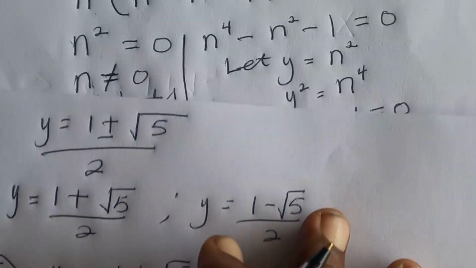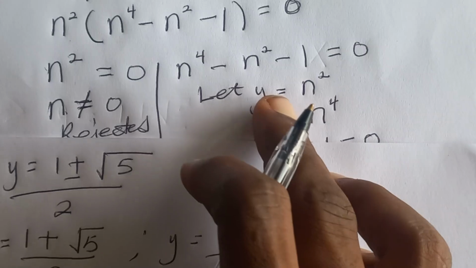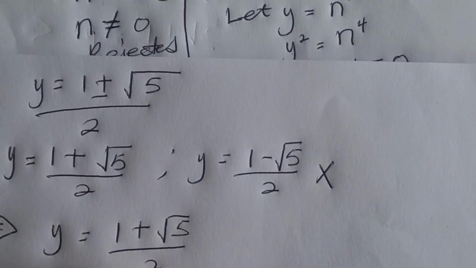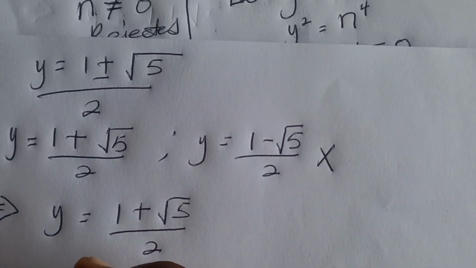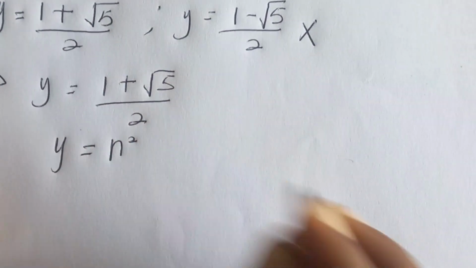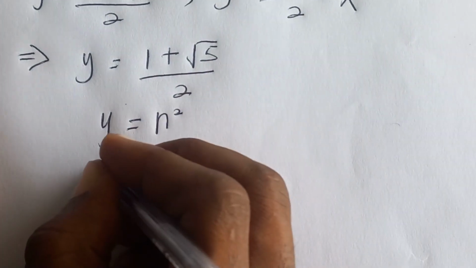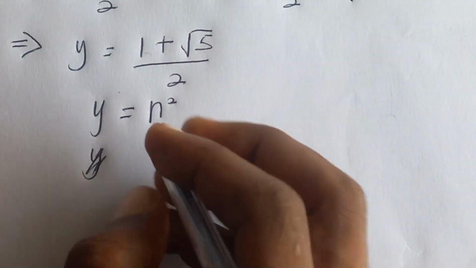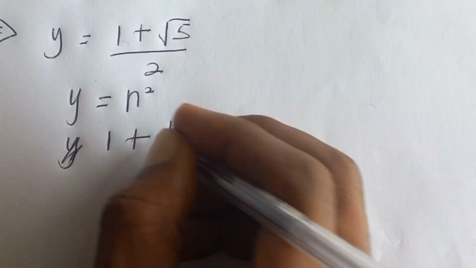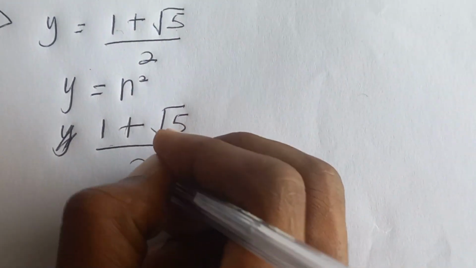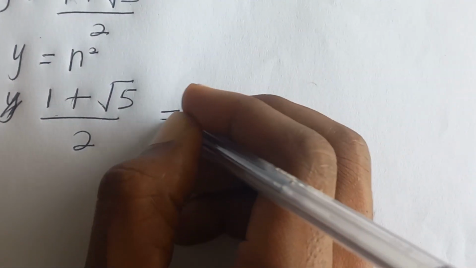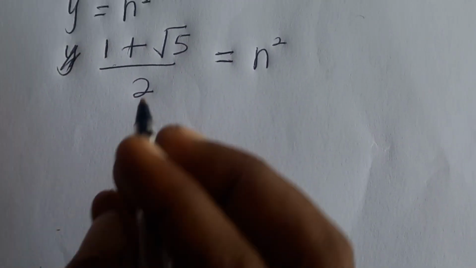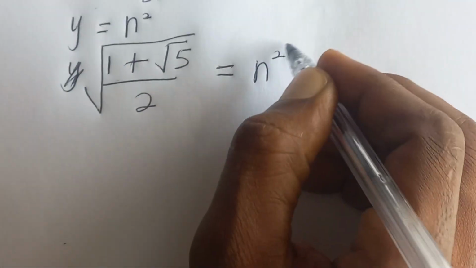Now, in our solution, we said that y is equal to n squared. Okay, we said y is equal to n squared. So now y is this one. So we say that 1 plus root 5 on 2 is equal to n squared. So now we take square root of both sides.